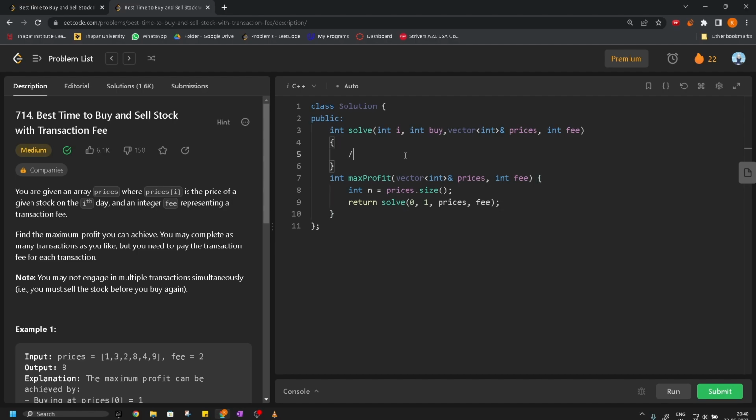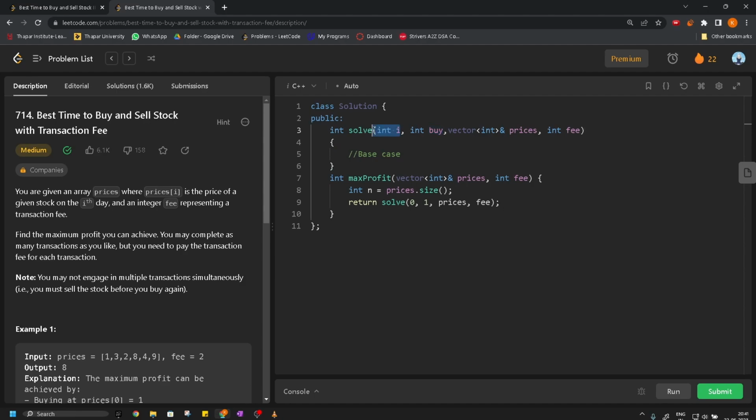So let's think of the base case, shall we? For the base case, you just look at the things that are changing. Okay, what can be the base case? The two things that are changing are buy and int i. The buy only takes two states, 0 or 1. There is no base case there, it cannot go other than that.